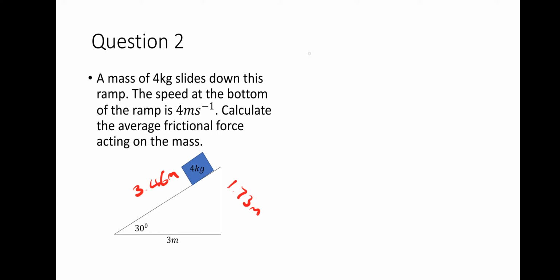So let's calculate the GPE first. So the GPE is equal to mgh, so that's 4, the mass, m, times g, 9.81, multiplied by the height, which we figured out to be 1.73 meters. So that gives us 67.89 joules.